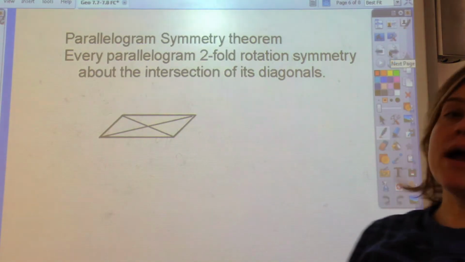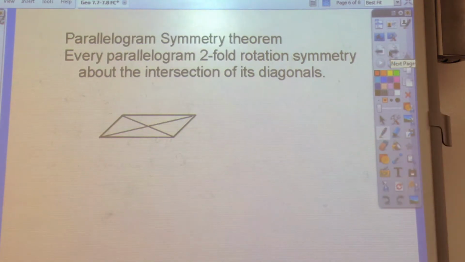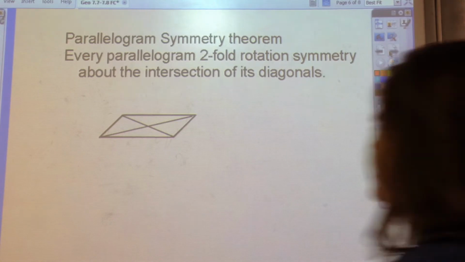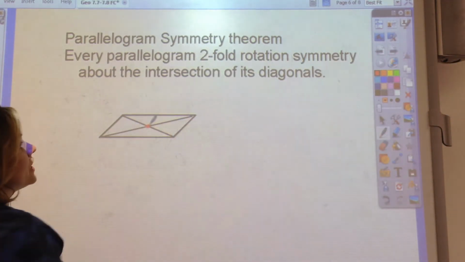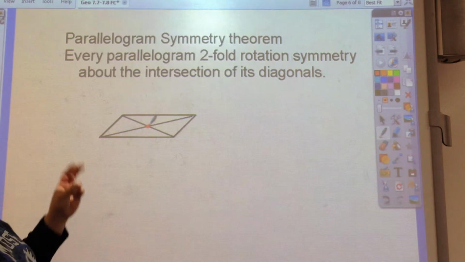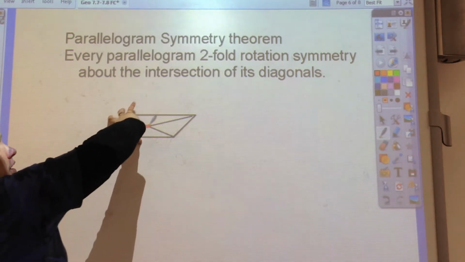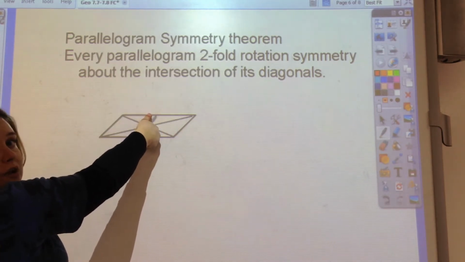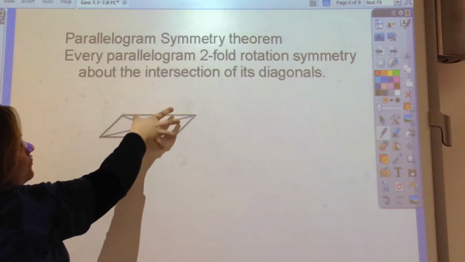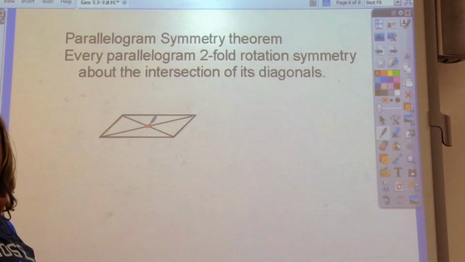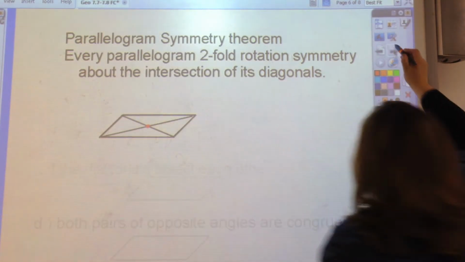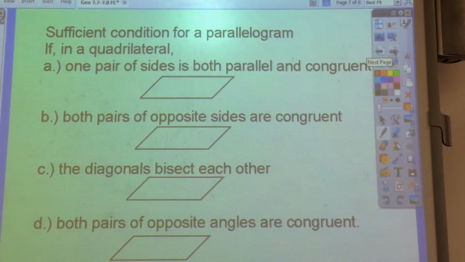All right? Parallelogram symmetry theorem. Every parallelogram has twofold rotational symmetry about the intersection of the diagonals. So if this is the center of my rotation, I can rotate twice. Hopefully you would agree I can rotate once 180 degrees. And then I can rotate a full 360 and I'm back to where I began. Twofold rotational symmetry.